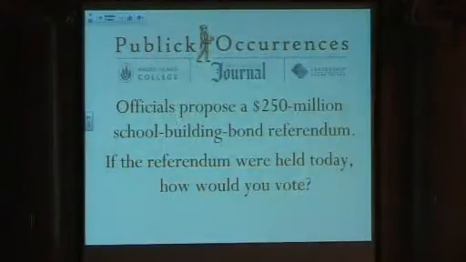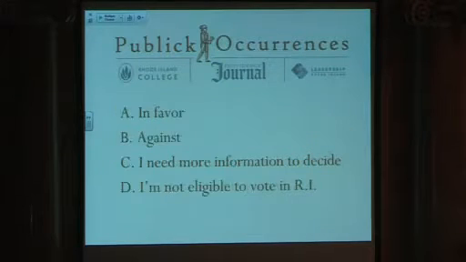Officials propose a $250 million school building bond referendum. If the referendum were held today, how would you vote? A, in favor. B, against. C, I need more information to decide. Or D, I'm not eligible to vote in the state of Rhode Island. All right. Let's go ahead and close the polls. All right, looks like A is leaning in favor.